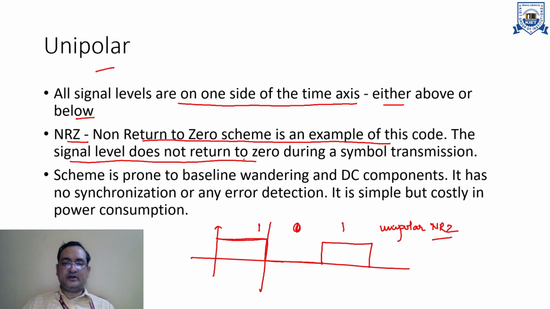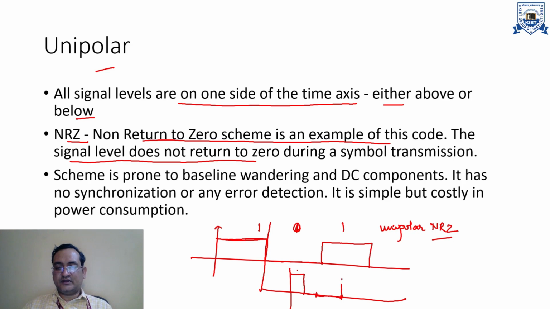In NRZ the signal level does not return to 0, but in the case of unipolar RZ, the signal will be of half width in the time domain. That means the bit duration will consist of one positive half and one 0 half. Similarly, 0 is transmitted as 0, and when 1 is received again, it will be positive for half of T_B and 0 for the other half. So this is return to 0, as the pulse returns to the 0 level. This scheme is prone to baseline wandering and DC component. It has no synchronization or error detection. It is simple but costly in power consumption.